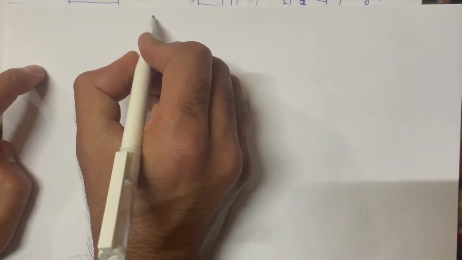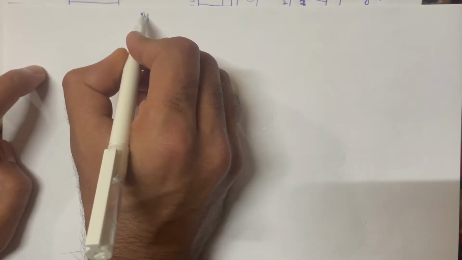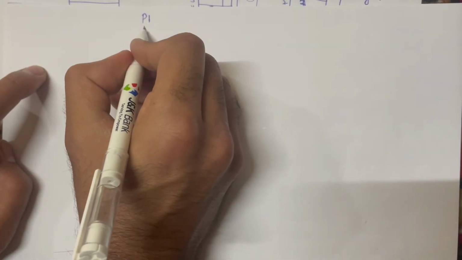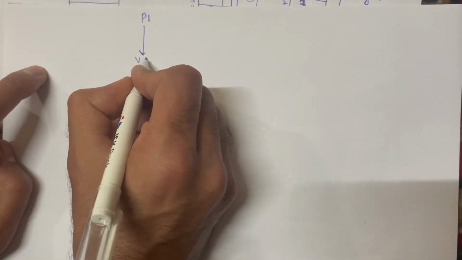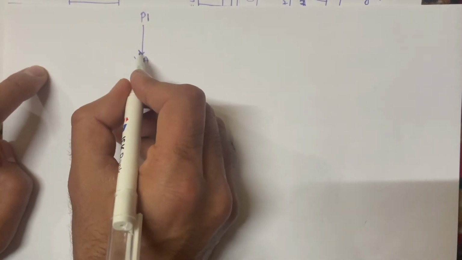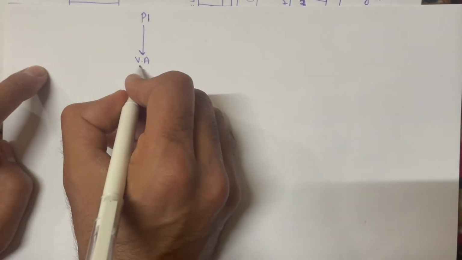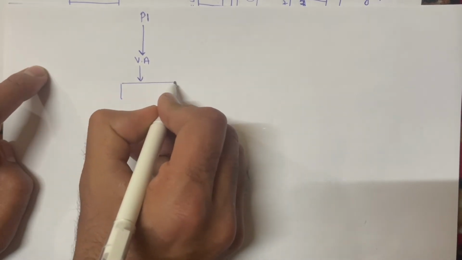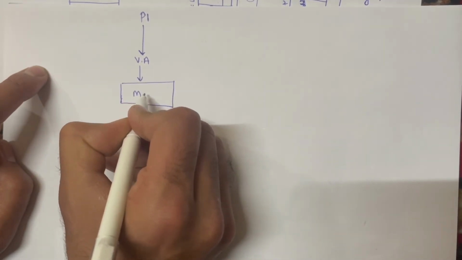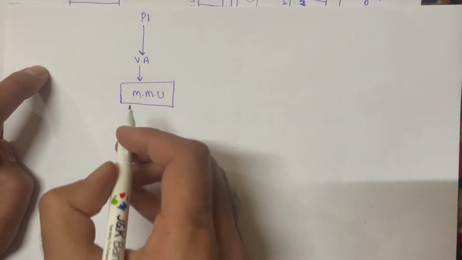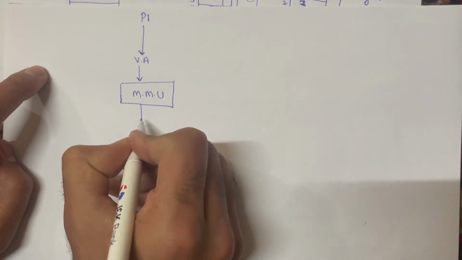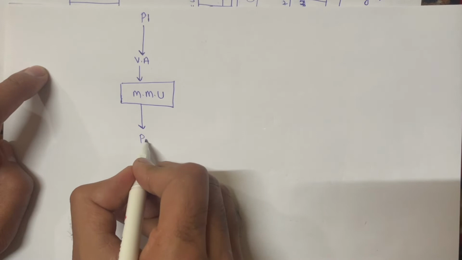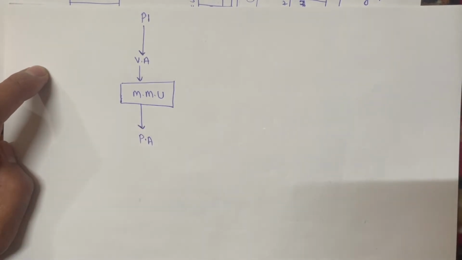So let's say process P1 is running. Now this process P1 has to access some memory, so it is generating a virtual address. This virtual address goes to the memory management unit. And what is the memory management unit doing? It will first convert this virtual address into a physical address. And how is it converting virtual address to physical address?